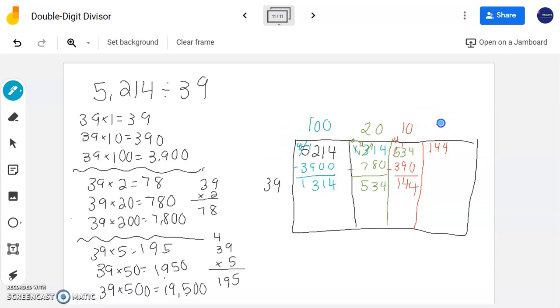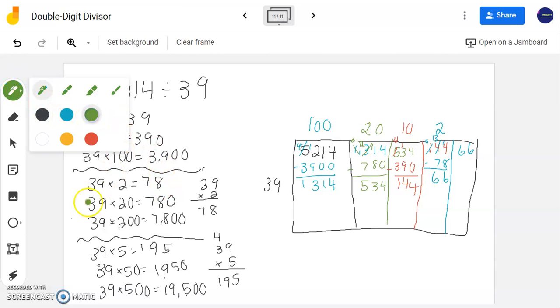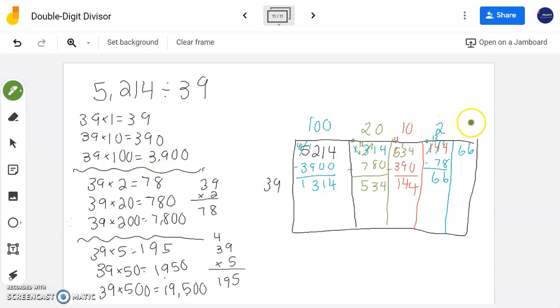So 39 times 2, let's see, is 78. So again, I'm just going to borrow real quick. No big deal. So 14 minus 8 is 6. 13 minus 7 is 6. So I get 66. Now I'm getting really, really close. I have 66, and I see here, well 39 times 1 is 39. 39 times 2 is 78, and that's too big. So we're going to use 39 times 1.